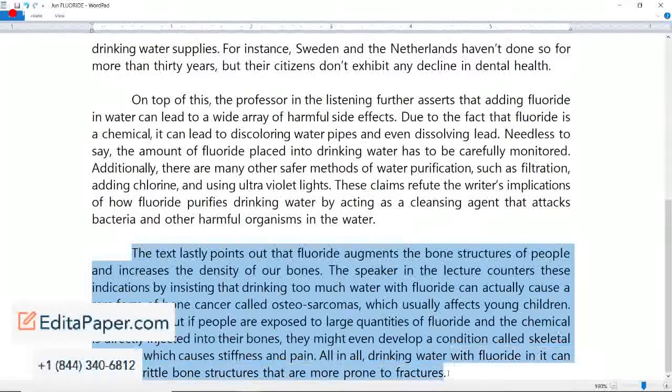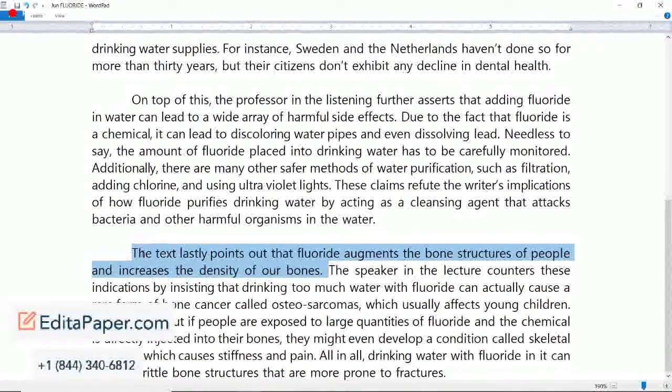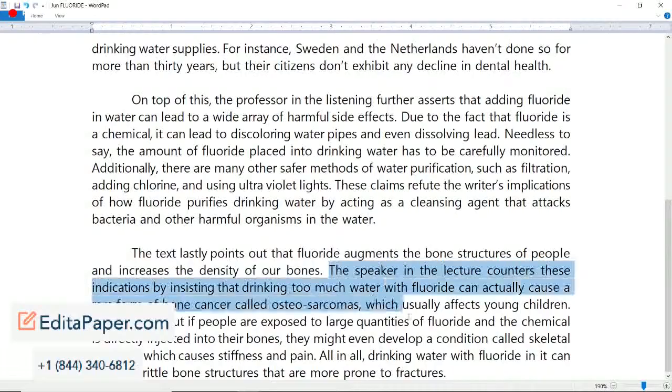All right, now let's move on to the third body. The text lastly points out that fluoride augments, strengthens, the bone structures of people and increases the density of our bones. That's it. That's all I wrote for the third body paragraph of the reading passage. This is all the lecture.